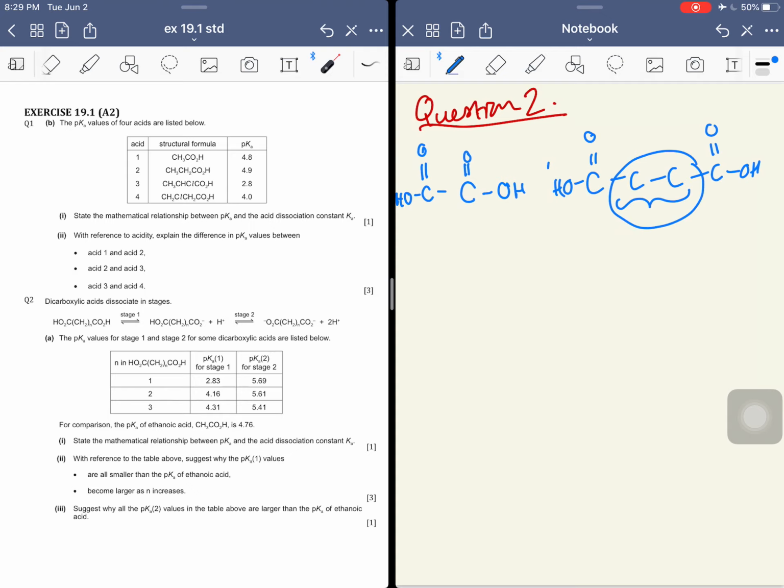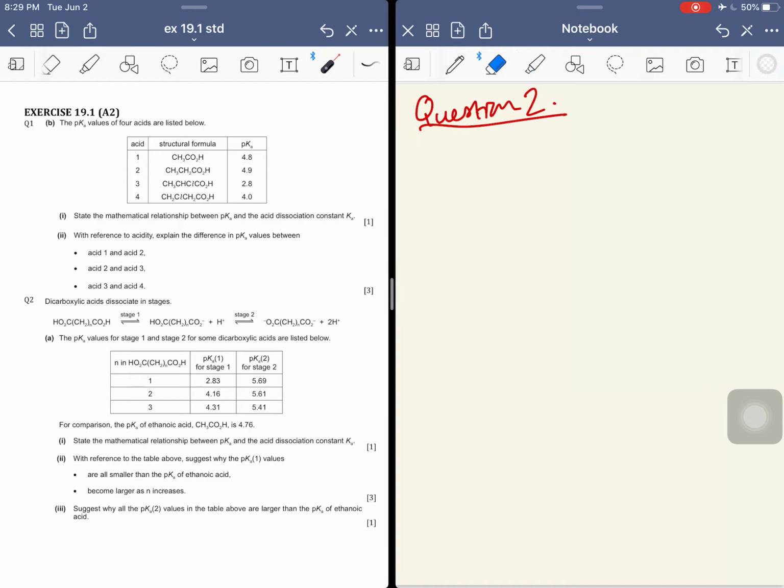Taking this one as an easy example, a dicarboxylic acid or a diprotic acid can give out two hydrogen ions per molecule. If you look at this molecule, you can give out the hydrogen on the left and the hydrogen on the right. It doesn't matter. However, this dissociation or ionization happens one at a time. That's the main rule, and it doesn't matter which one happens first, left or right.